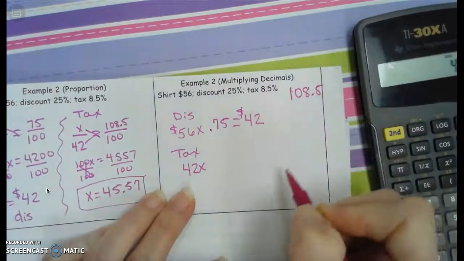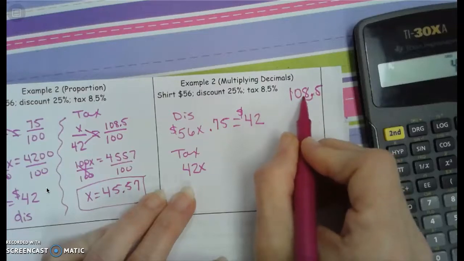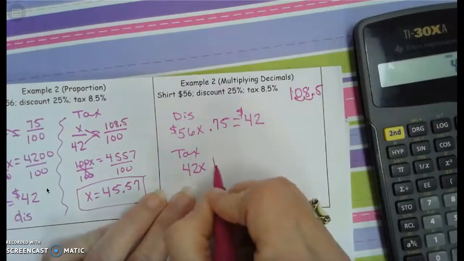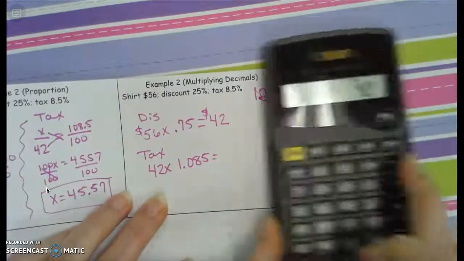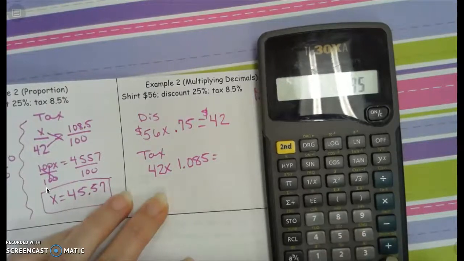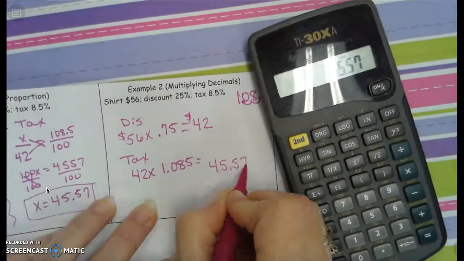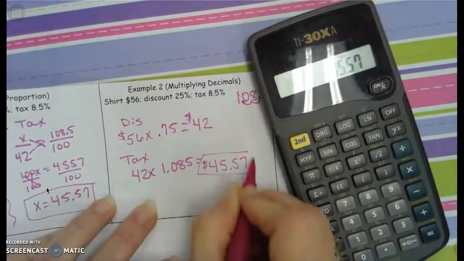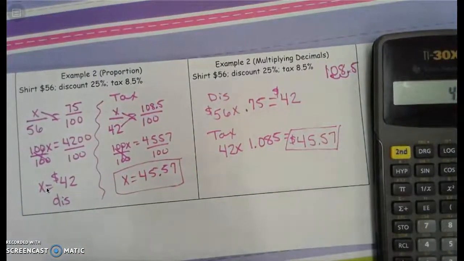So remember, to turn that into a decimal, that's a percent right now, so I'd go 2 places to the left. So it's going to be 1.085. So 42 times 1.085, which gives me 45.57. So again, it's still the very same thing. So whichever way you like the best, they're both mathematically sound.